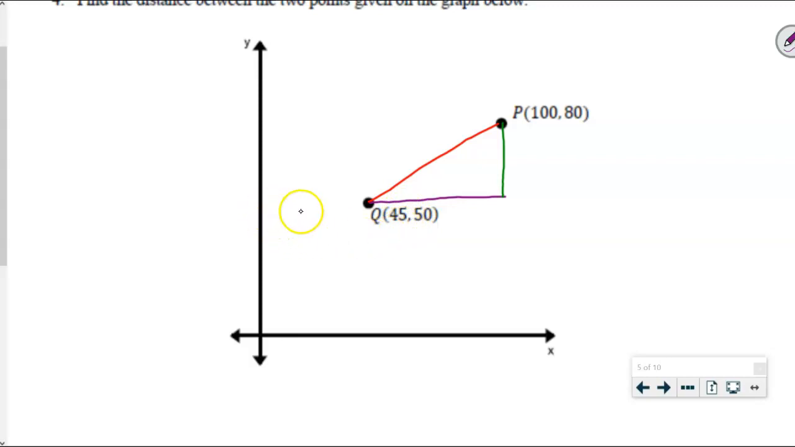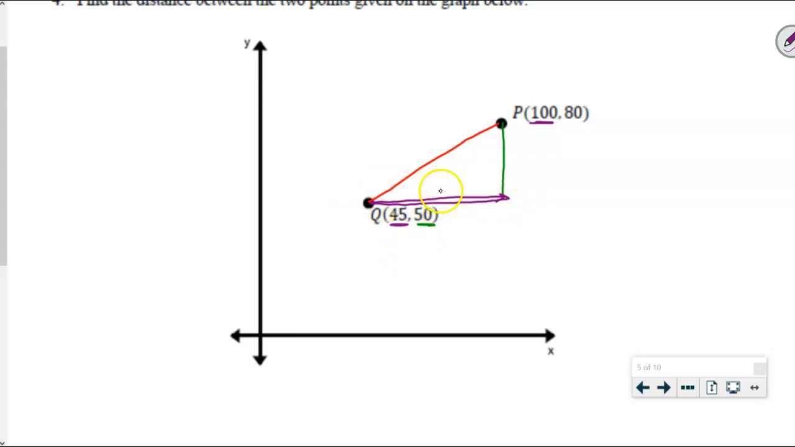On the x-axis, we moved over 45. On the y-axis, we moved up 50. Okay? So where is this point? It starts at 45, and it's up 50. Where is this point? 100 to the... Okay. So if we were at 45 and now I'm over 100, how far over did I have to travel? In other words, how long is this purple line?